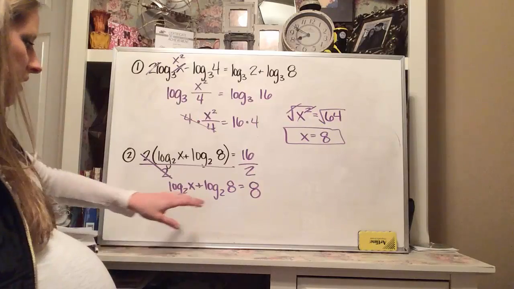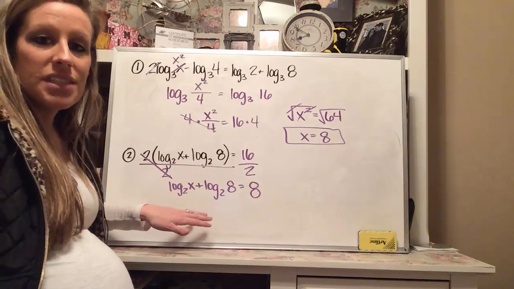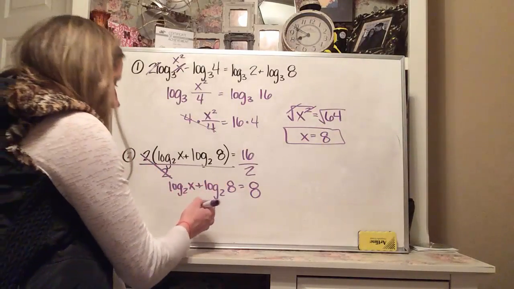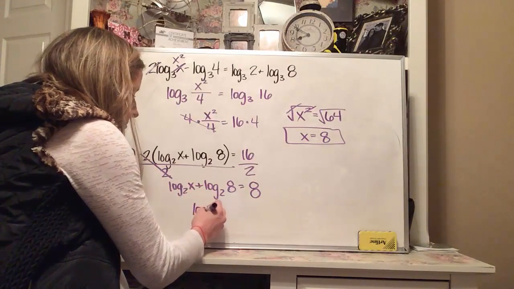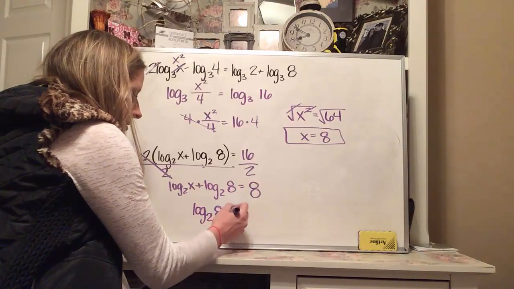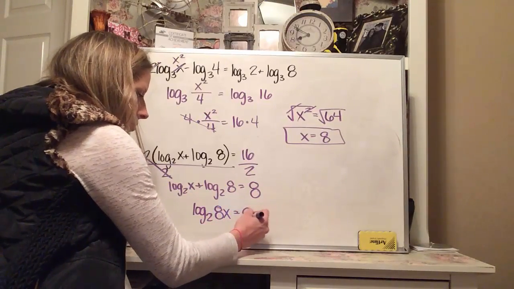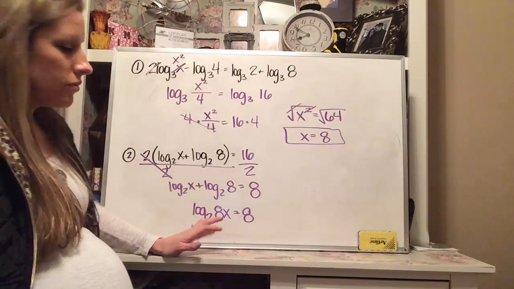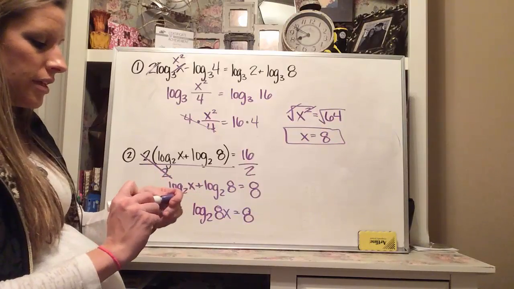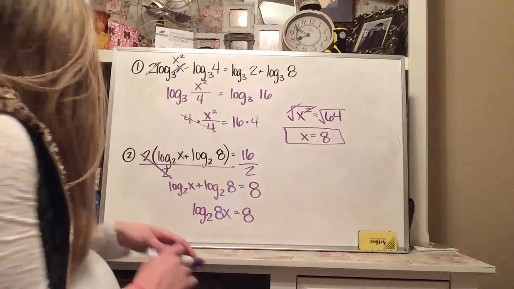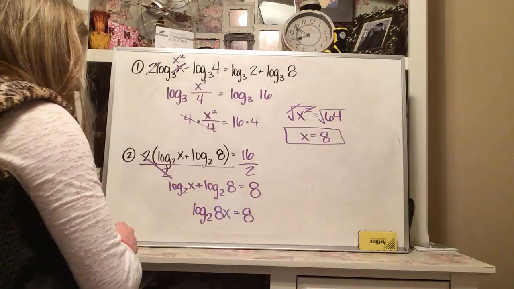So, my bad. Okay, to condense the left side, if we're adding 2 logs together, we're going to multiply them. So log base 2 of 8 times x, so 8x equals 8. Okay, so what we're going to do is change this to an exponential equation, and then we can solve for x.